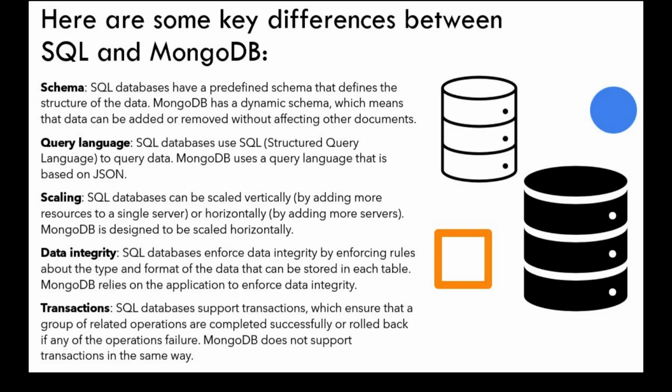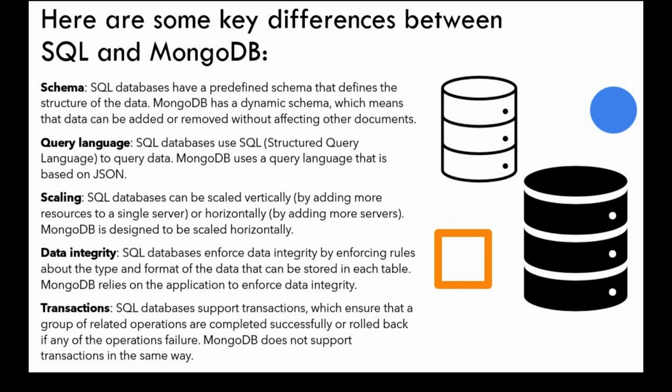Here are some key differences between SQL and MongoDB. Schema: SQL databases have a predefined schema that defines the structure of the data. MongoDB has a dynamic schema, which means that data can be added or removed without affecting other documents. Query language: SQL databases use SQL, structured query language, to query data. MongoDB uses a query language that is based on JSON.